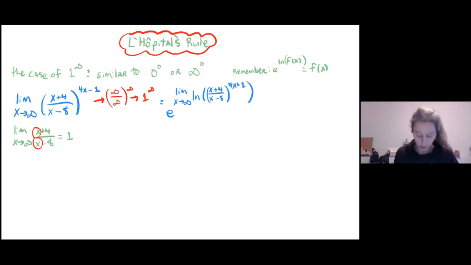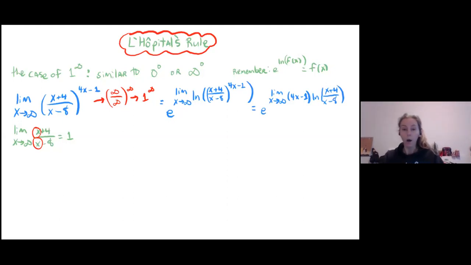And that 4x minus 1, using our log rules, can now be brought down to the front. So this equals e to the limit as x approaches infinity of 4x minus 1 times the natural log of x plus 4 over x minus 8.